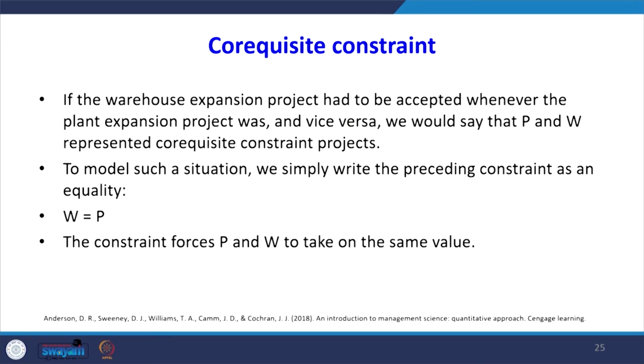Then let us look at the co-requisite constraint. If the warehouse expansion project had to be accepted whenever the plant expansion project was, or vice versa, we would say that P and W represent co-requisite projects. How to write this co-requisite constraint in the form of an equation? We simply write W equal to P. This constraint forces P and W to take on the same value. If P equal to 1, W also equal to 1. So this is called the co-requisite constraint. If P equal to 0, W also 0.